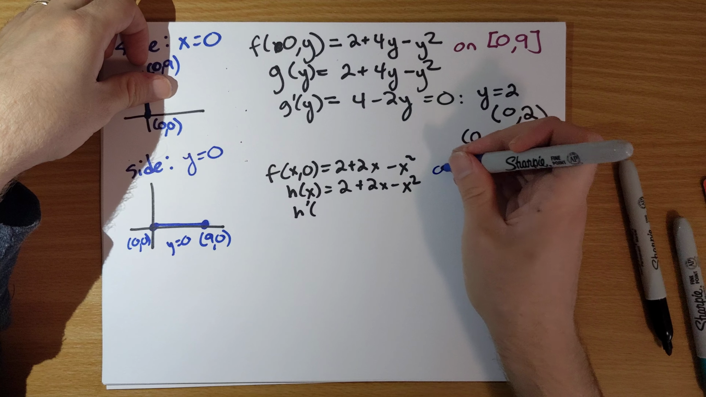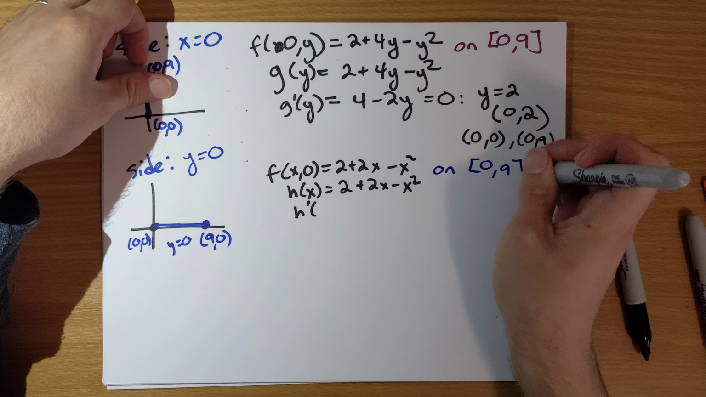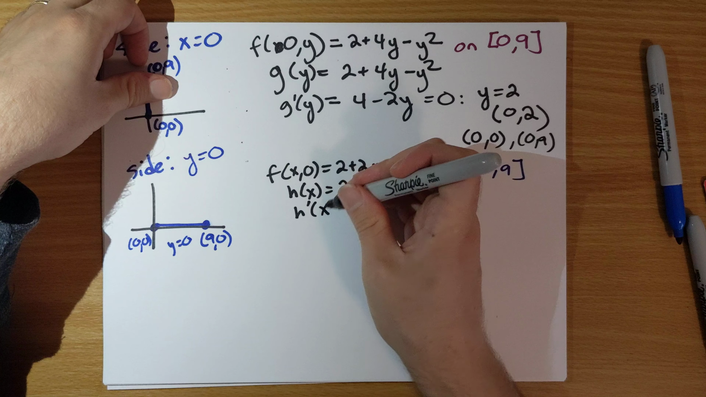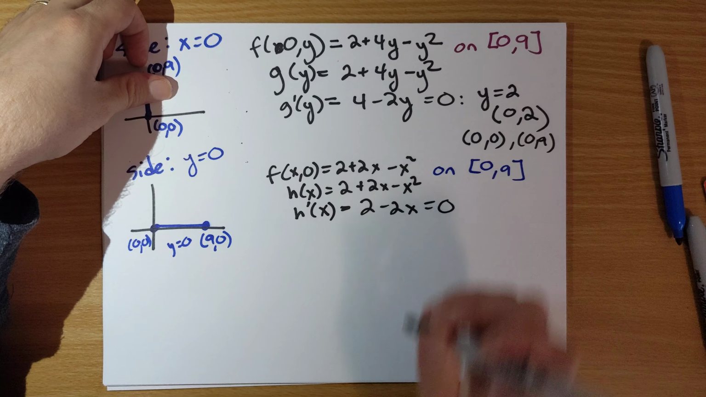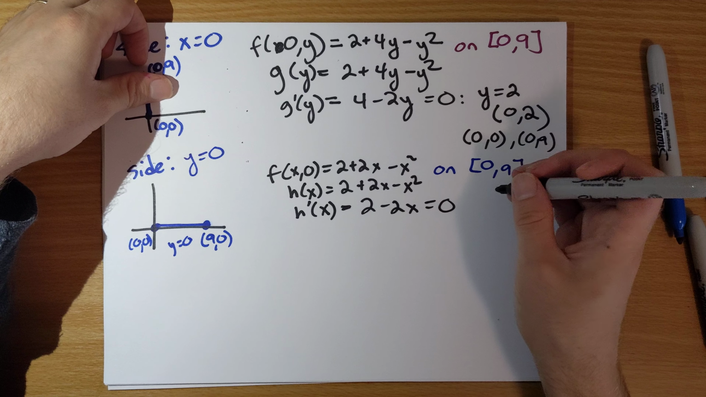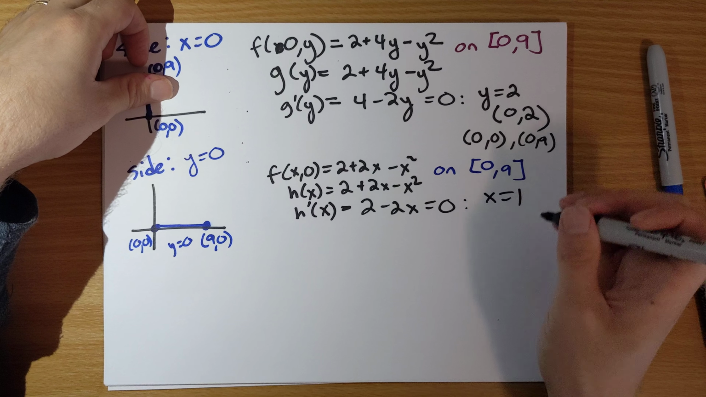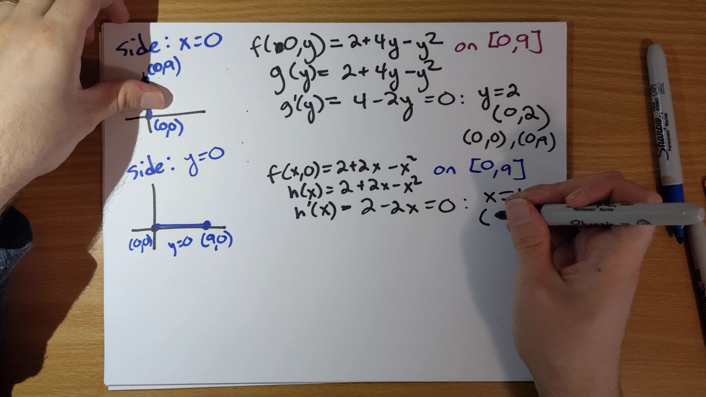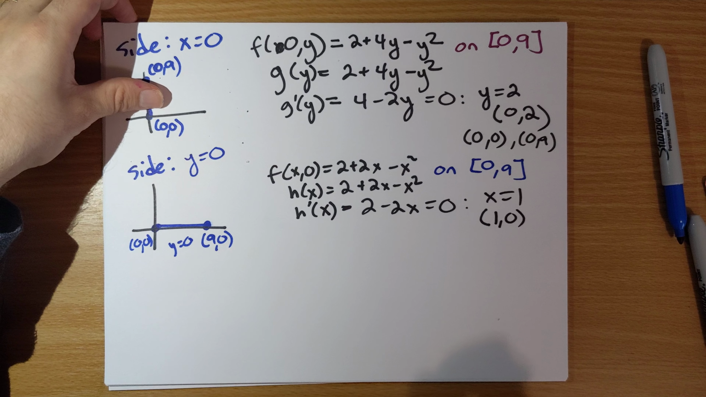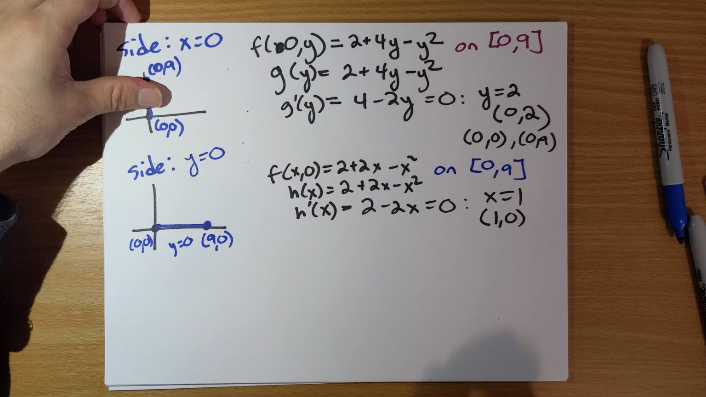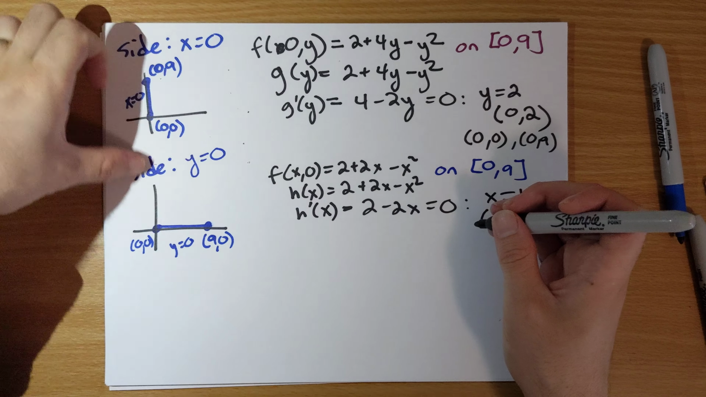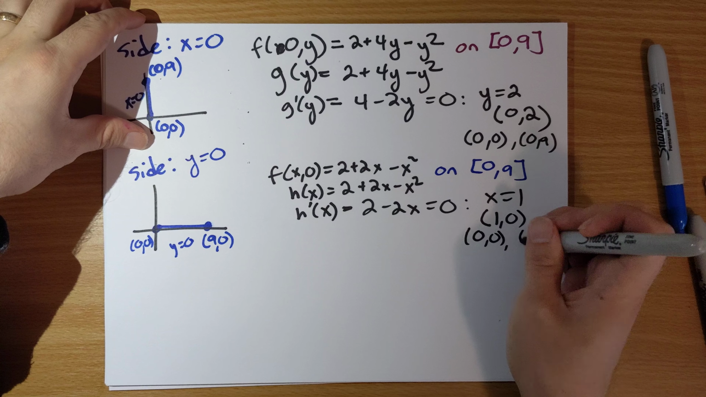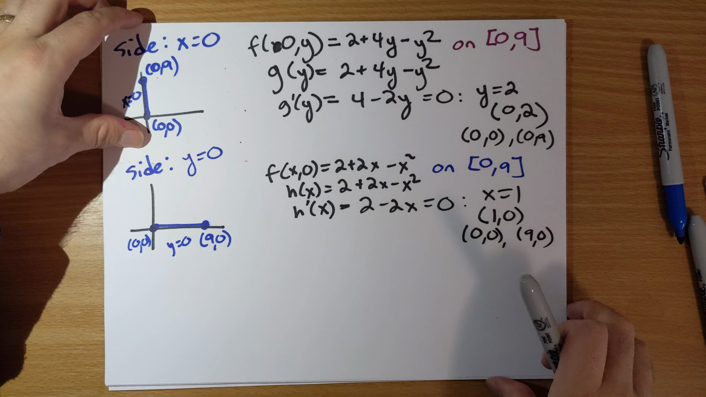We are optimizing on the interval from 0 to 9. So h prime of x is 2 minus 2x, and that's equal to 0. We get a critical point, x is 1. Of course, y is 0. So the critical point here is going to be (1, 0). And of course, we have the two endpoints of this interval, (0, 0) and (9, 0).